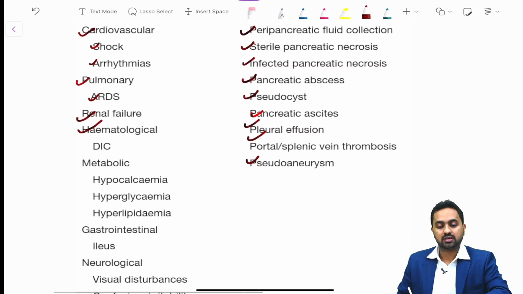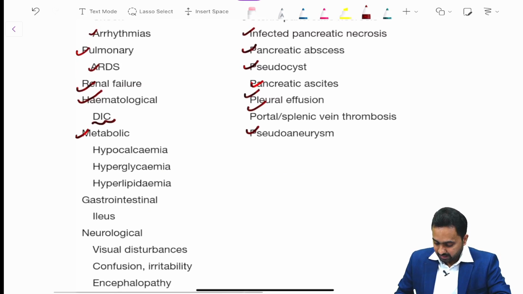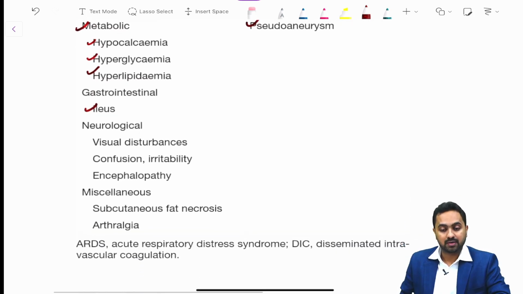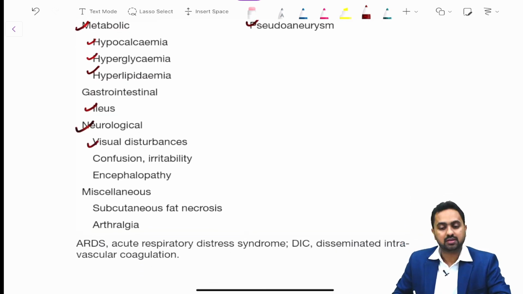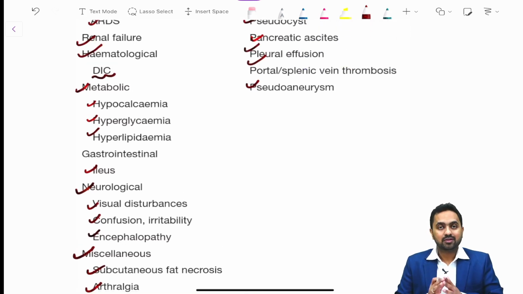whereas your systemic complications include your cardiovascular, shock, arrhythmia, pulmonary ARDS, renal failure, hematological, which includes your disseminated intravascular coagulation. Then you have your metabolic abnormalities that include hypocalcemia, hyperglycemia and hyperlipidemia. Then it could have a post-op ileus, and in neurological it could have your visual disturbances, confusion and encephalopathy, and miscellaneous complications include your subcutaneous fat necrosis and arthralgia. So, this is all about your acute pancreatitis. Now, in the next video of your acute pancreatitis, we shall be discussing in detail regarding the complications of your acute pancreatitis, which would include your pancreatic necrosis and your pseudocyst.